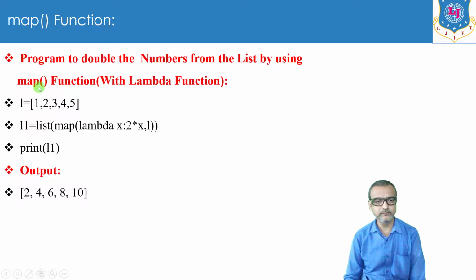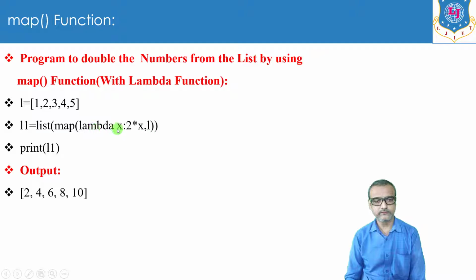Now we have this program, that is a program to double the numbers from the list by using the map function but with a lambda function. So here is the list L. In list L we have elements 1, 2, 3, 4, 5. Now L1 equals list of map of lambda, and this is the argument x. Don't forget to write down this colon. Then after, 2 multiplied by x, then after comma L.